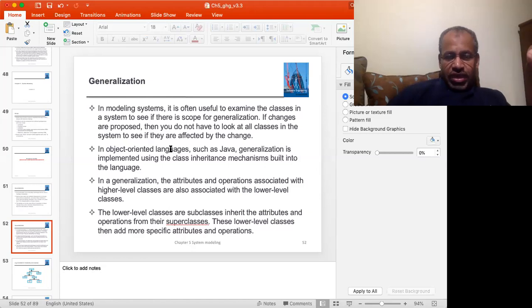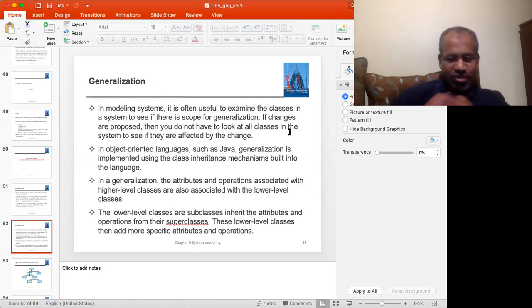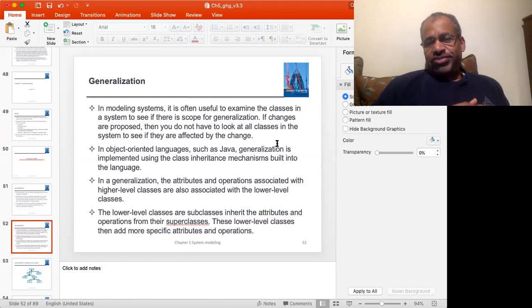Now if we do that, then we don't need to look at all the classes in the system to see if they are affected by change. Basically, we look at the classes with the common features, and we know that all the subclasses of that would be affected by change at the superclass, but not everything else in the system. That's important. It makes things easier. I can think of the practical consequence of this: when you need to maintain a system and change the behavior of the features of a class.